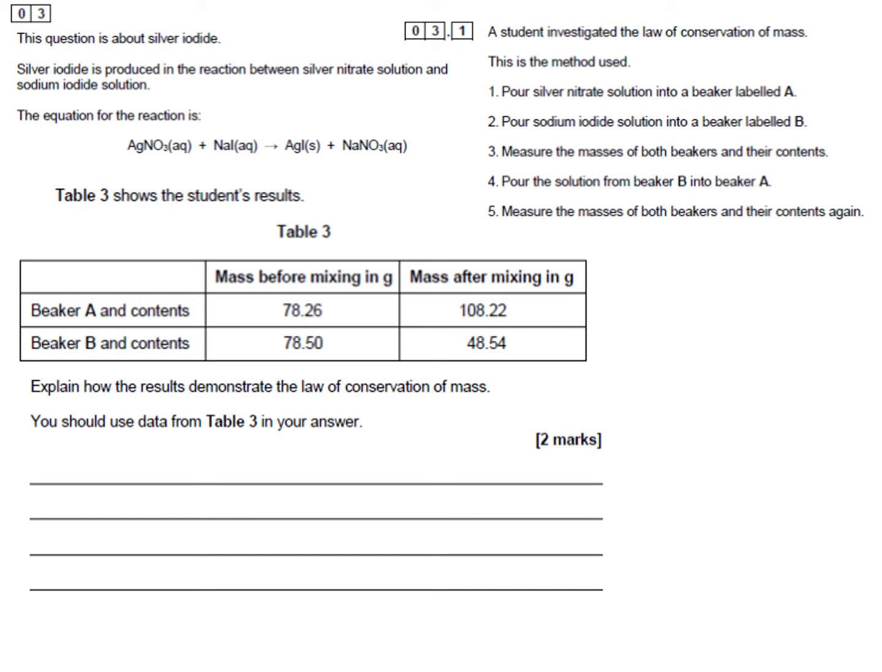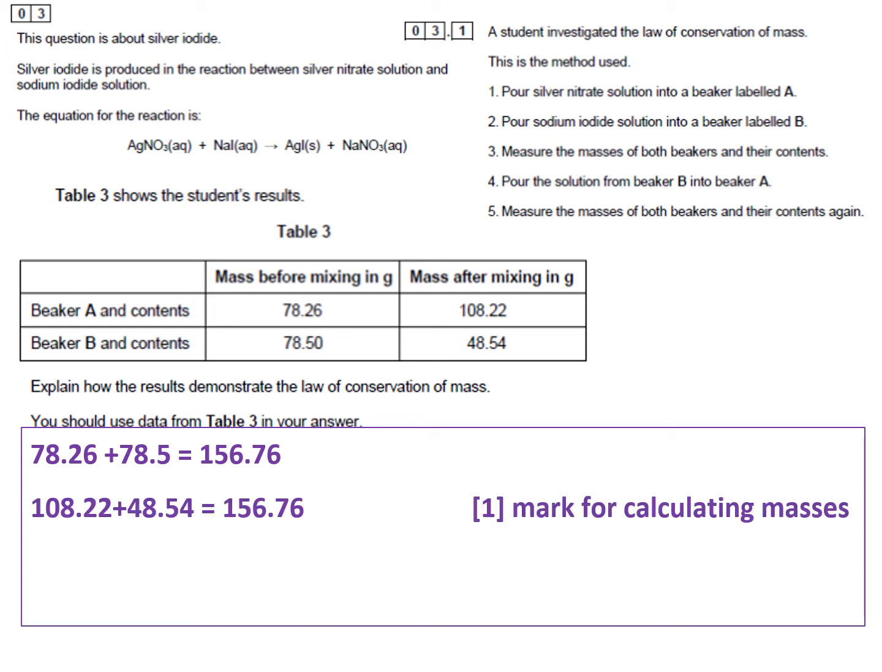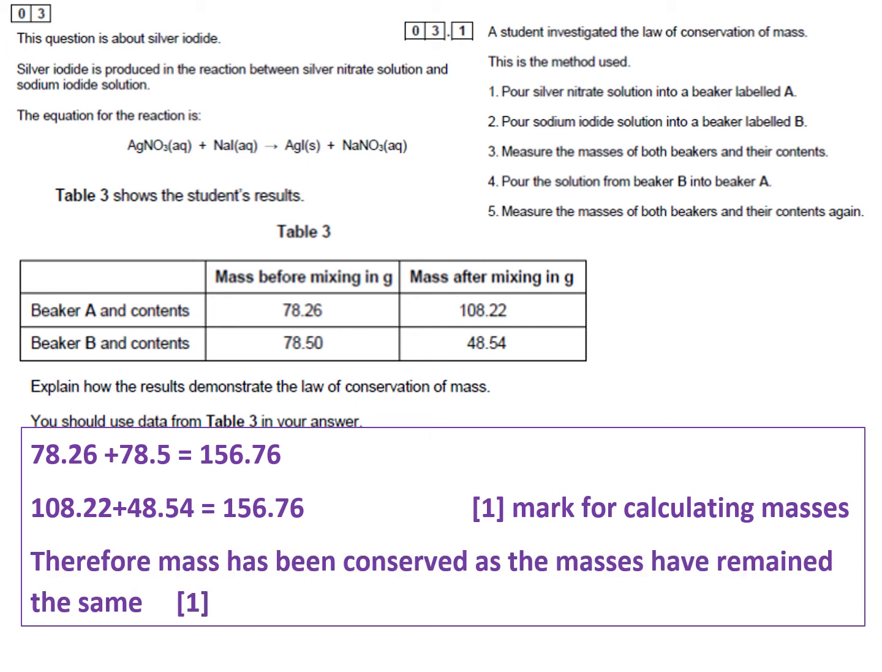Since we're trying to explain how the results demonstrate the law of conservation of mass and use the data, we need to think about what changes are happening. So very simply, we want to look at the mass at the start, big A and big B, the mass at the end, big A and big B. Notice that those two total masses are the same, hence we haven't lost or gained any substances, and that is our definition of our law of conservation of mass.